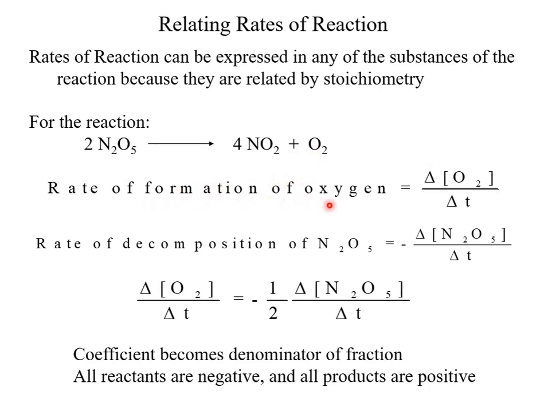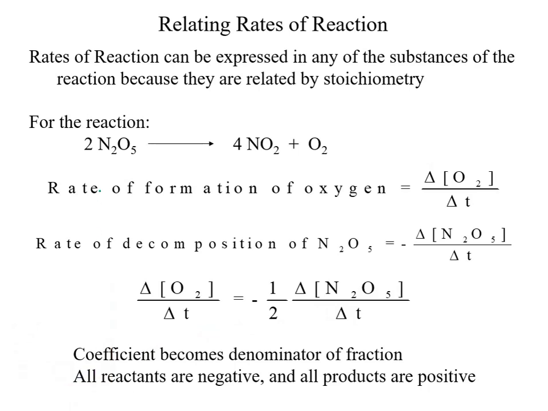So the rate of formation of oxygen is the change in oxygen concentration over the change in time. And the rate of decomposition for the dinitrogen pentoxide is negative, because all reactants are negative and all products are positive. It's decreasing in concentration, so it's the change in N2O5 over the change in time. Now, to relate these two, it's not 1-to-1. The change in oxygen is 1/2 of the change in N2O5 over the change in time.